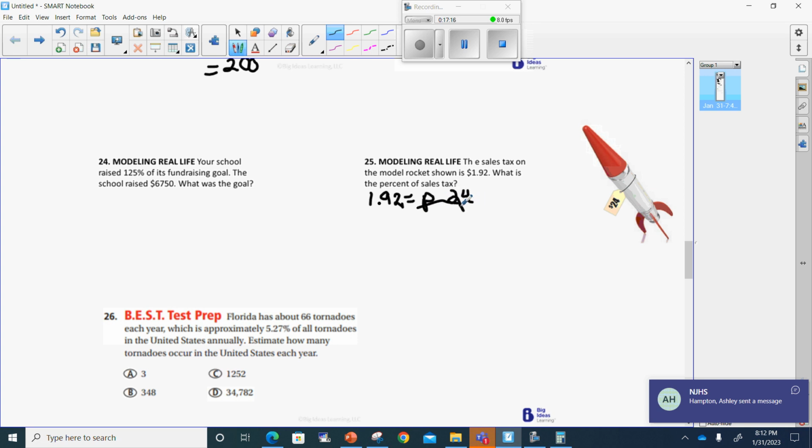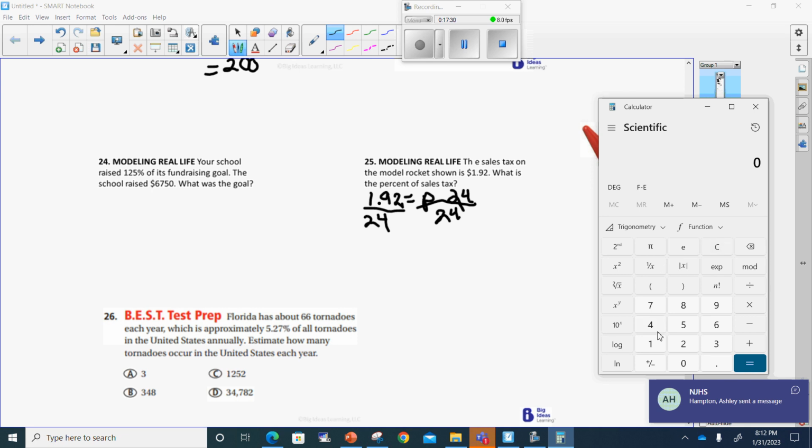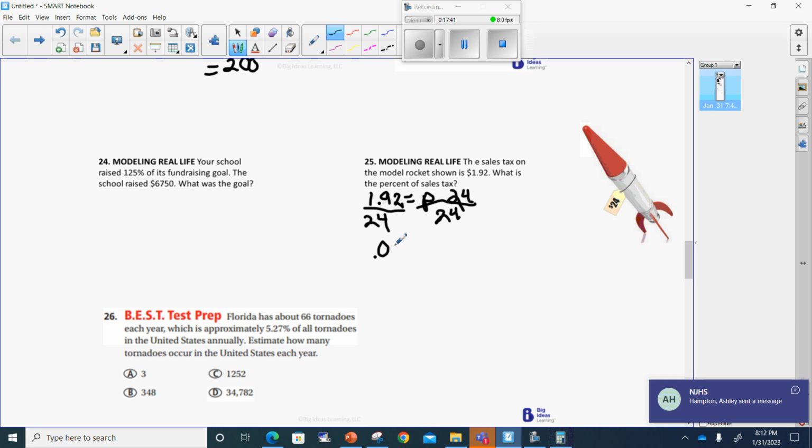To solve this, I'll simply divide. I'll divide 24 away from P. Whatever I divide from one side, I've got to divide from the other side. I have 1.92 divided by 24. 1.92 divided by 24 equals 0.08. And so when we return this to a percent, remember we've got to move this decimal over twice, which is going to make this 8% tax. All right, that was number 25.